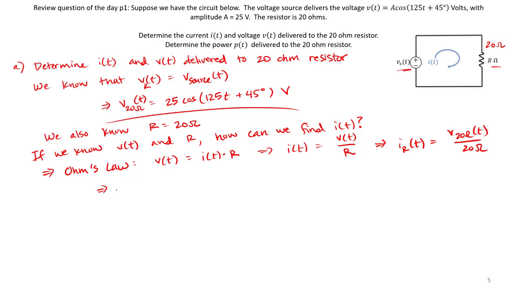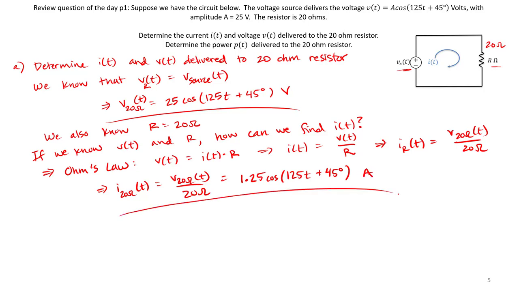So we just divide by 20 ohms. 25 divided by 20 ohms will give us 1.25 cosine(125t + 45 degrees), and units here are amperes. Okay, so we found our current and our voltage delivered to our resistor.